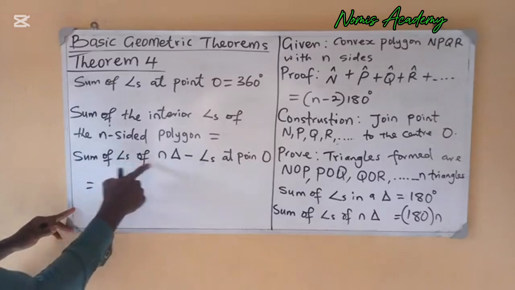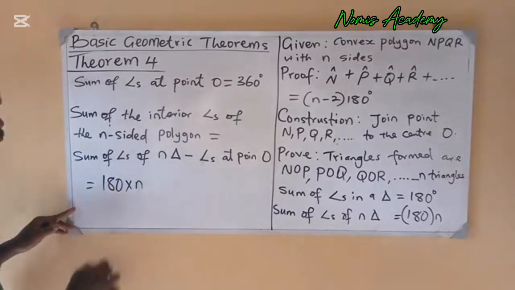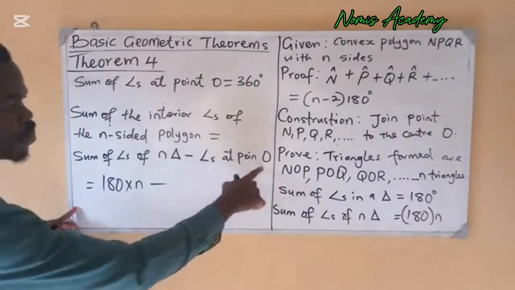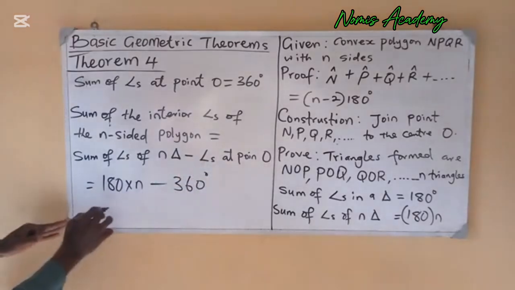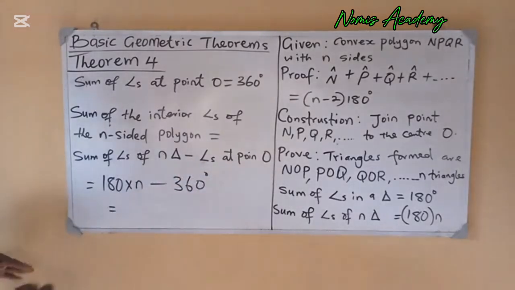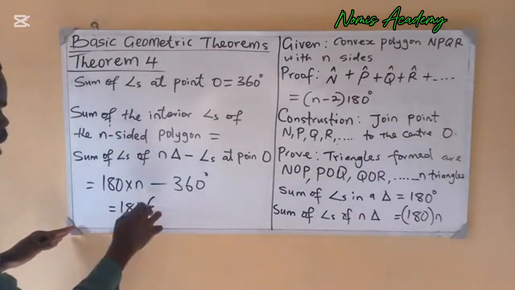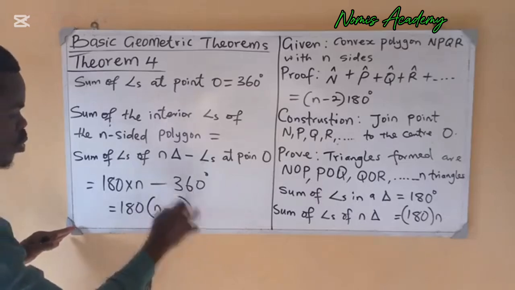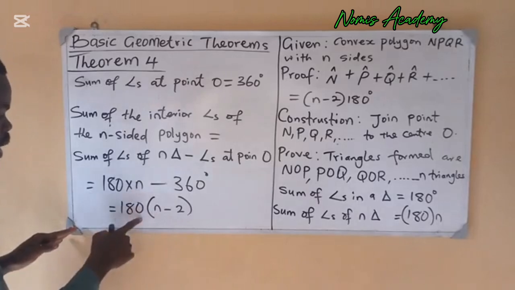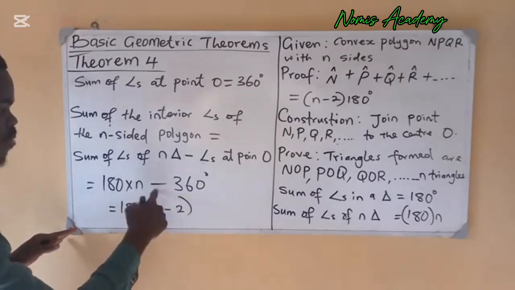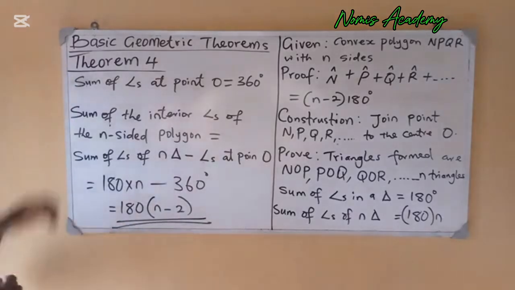So to write this mathematically, we say the sum of angles of the n-sided polygon is equal to 180 multiplied by n minus the angles at the point, which is 360 degrees. Now what is common between these two? You can see that 180 is common, and then we have n minus 2. So 180 multiplied by n is 180 times n, and 180 multiplied by minus 2 gives minus 360 degrees. So this is the proof of the statement.